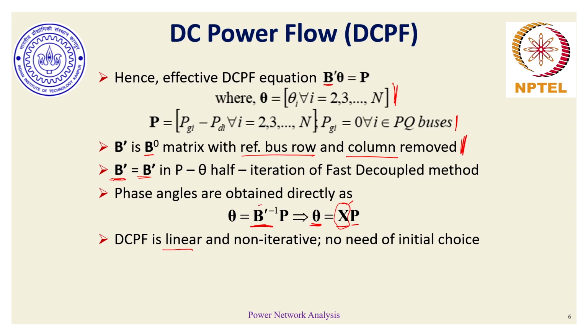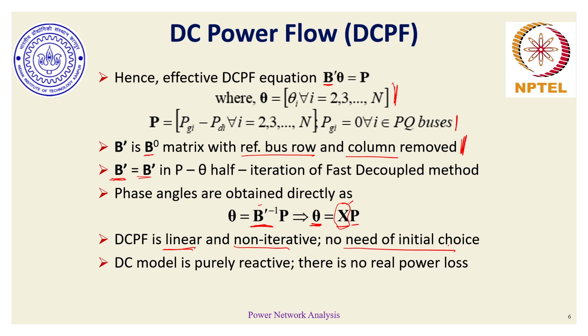DC power flow is solved. When it is solved, it gives a solution only in one go, because it's a linear method. There is no iteration involved, and there is no need of any initial choice also. The solution that we get from DC power flow is only the voltage phase angles. Voltage magnitudes are chosen to be 1 per unit. So it's basically a purely reactive model. There is no real power loss involved in DC power flow because line resistances are all neglected.